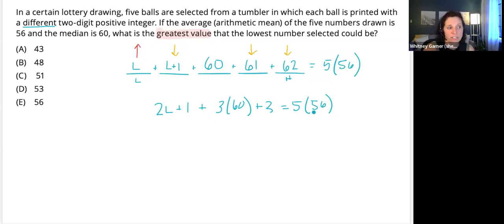Now, one of the things you can do when you've got ugly numbers like this that you're multiplying, another little trick. So I'm going to finish over here for a second. This is 2L plus the 3 plus the 1 is 4. The 3 times the 60 is 180.